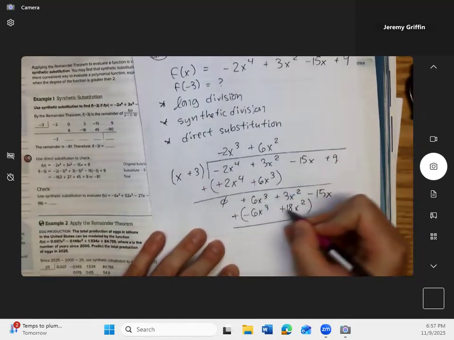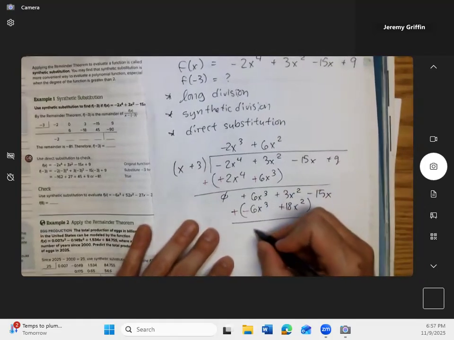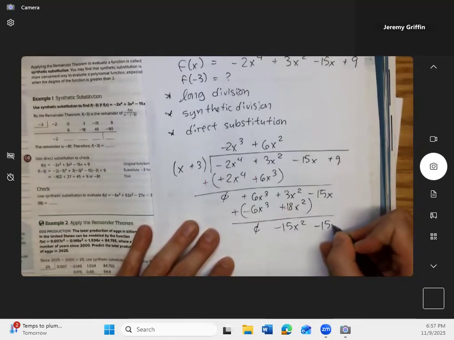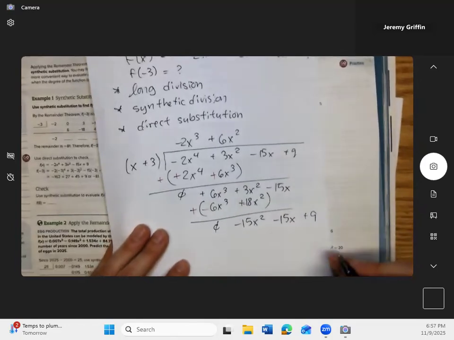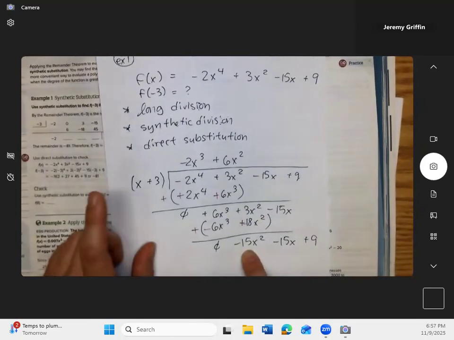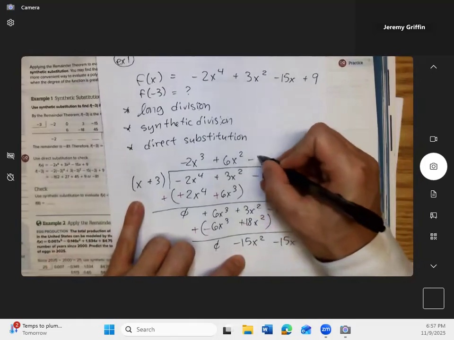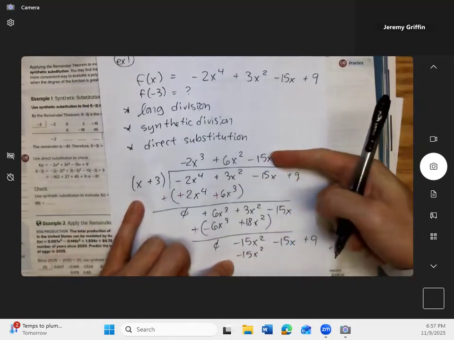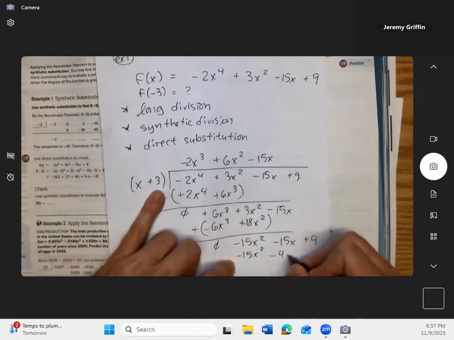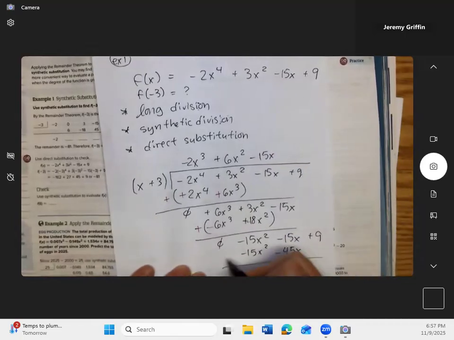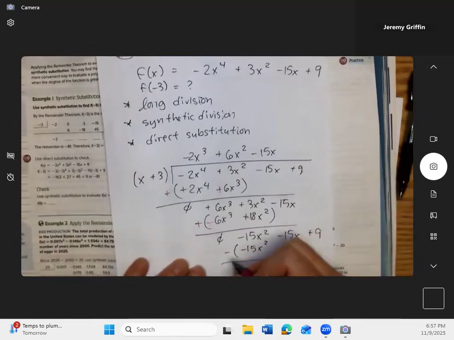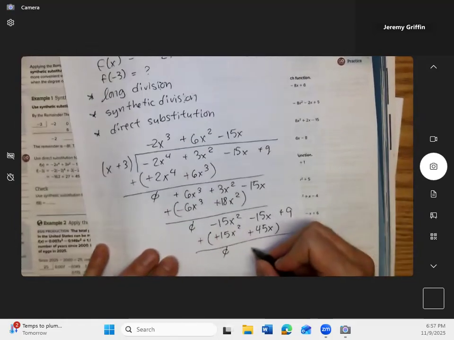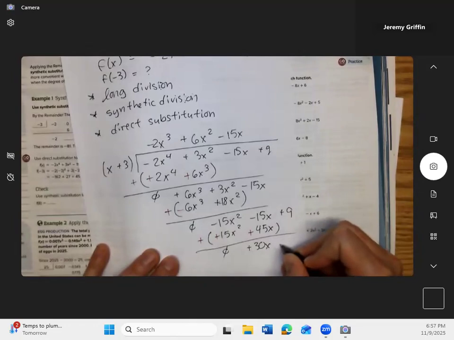Distribute the negative: plus, minus, minus. So this, of course, goes away. This is negative 15x squared minus 15x. At some point I have to drop down the 9, so I may as well. Now, how many times does x go into negative 15x squared? That'd be negative 15x times. Negative 15x times 3 is negative 45x. Subtract this off, so distribute. That's going to give me plus 30x, and then a plus 9.